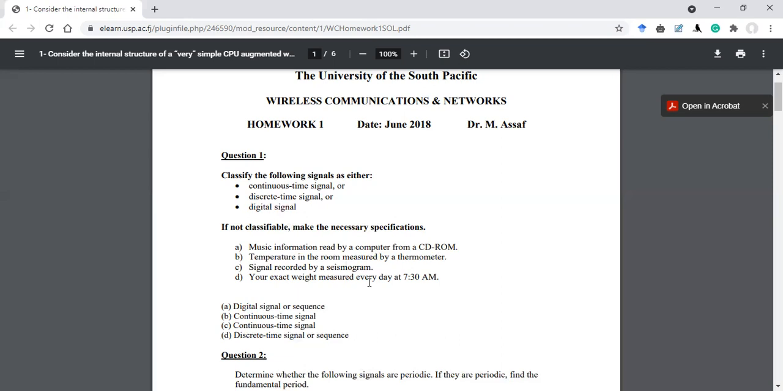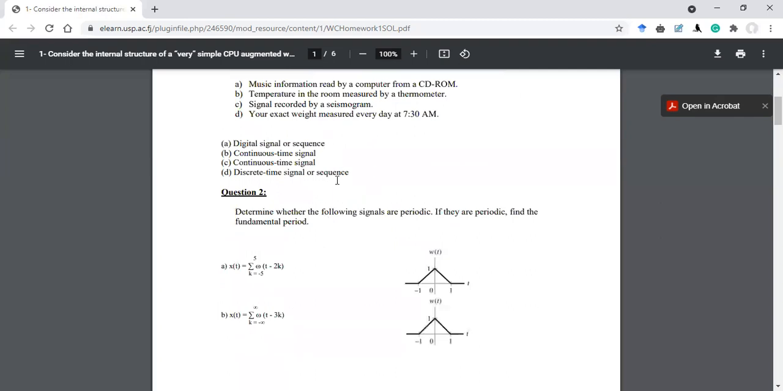D, your exact weight measured every day at 7:30 a.m. So you measure your weight today, you measure your weight again at the same time tomorrow, and so forth. So you are basically taking a particular weight at a particular time, isn't it? So it's a discrete time signal. I believe you have already covered this in your DSP as well: continuous time signal, discrete time signal, and digital signal, right? So let's move on to question number two.